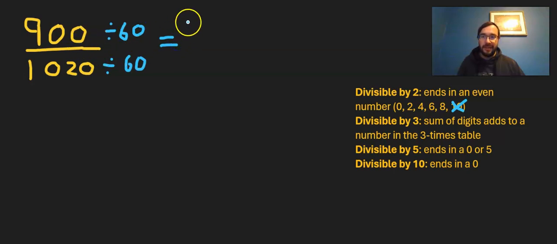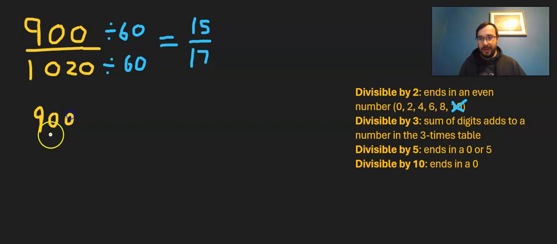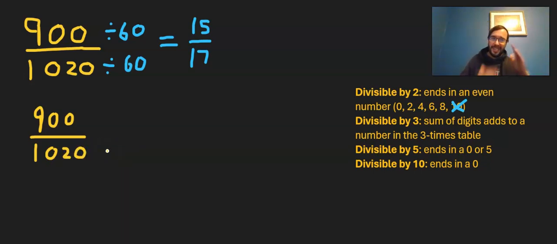So 900 divided by 60 is 15. And this is a really weird calculation. 1020 divided by 60 is actually 17. I know this because I made up these numbers for this problem. But check this out. You don't need to do it all at once. If we have 900 over 1020, let's get this problem set up again. Let's just go back over our rules that we talked about earlier, and see if we can fix this up a little bit right off the bat.